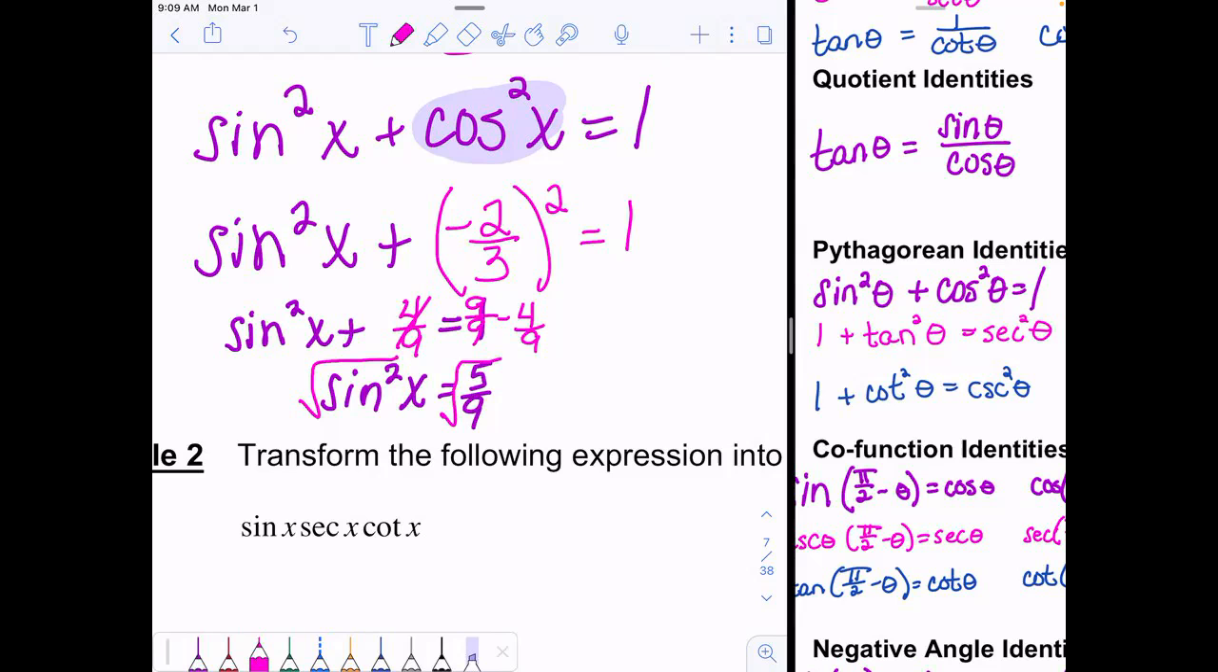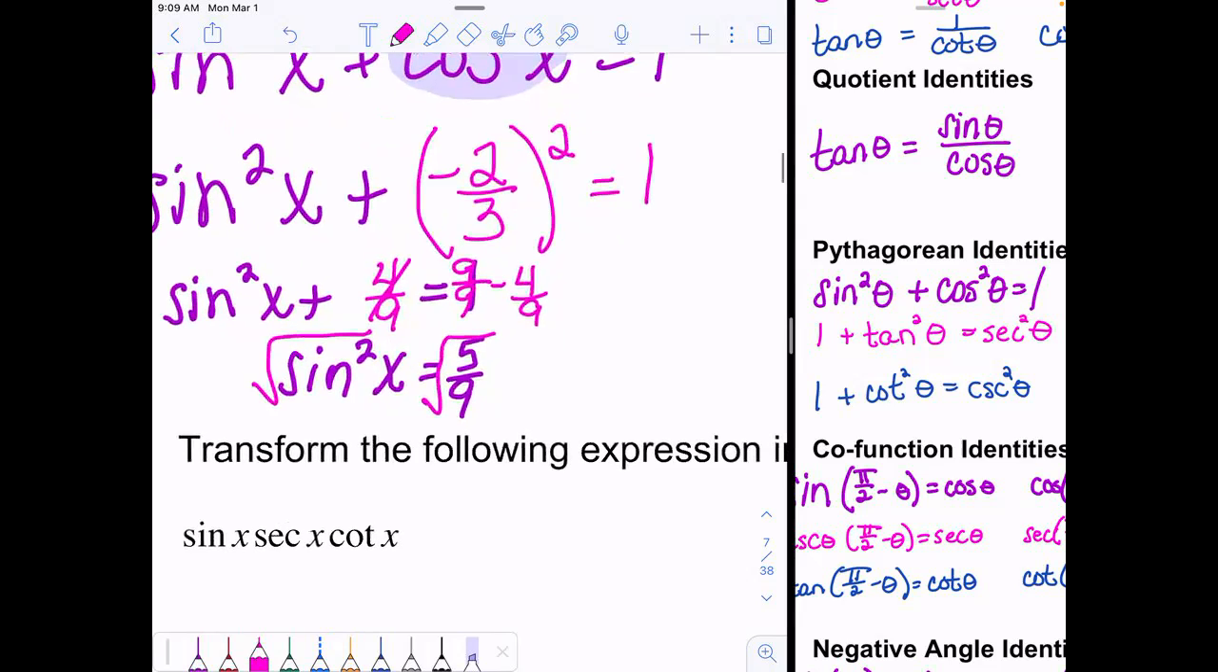Now, when you take the square root, just like Jenny said, you square root the numerator, you square root the denominator. So now I have the sine. The square root of 5 stays as the square root of 5, but the square root of 9 becomes 3. Except that anytime you take a square root, because you're solving for x squared, you need to place a plus or minus in front.